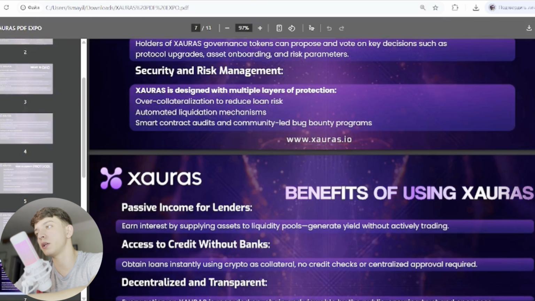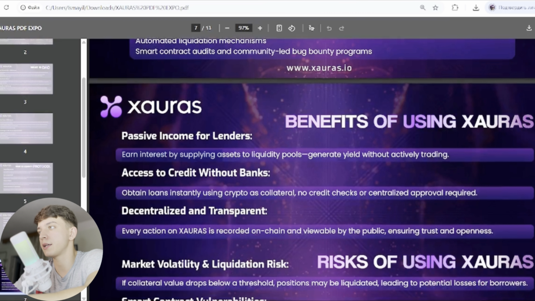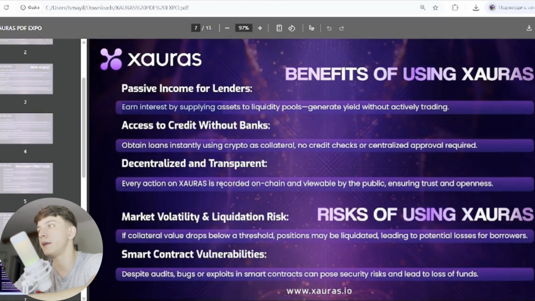So the benefits of using this platform: first of all, passive income for lenders. The second one is access to credit without banks. For example, the first one is that you earn interest by supplying assets to the liquidity pool, generating yield without actively trading. Access to credit without banks means you obtain loans instantly using crypto as collateral, with no credit checks or centralized approval required. And also decentralized and transparent: every action on Xauras is recorded on chain and viewable by the public, ensuring trust and openness.